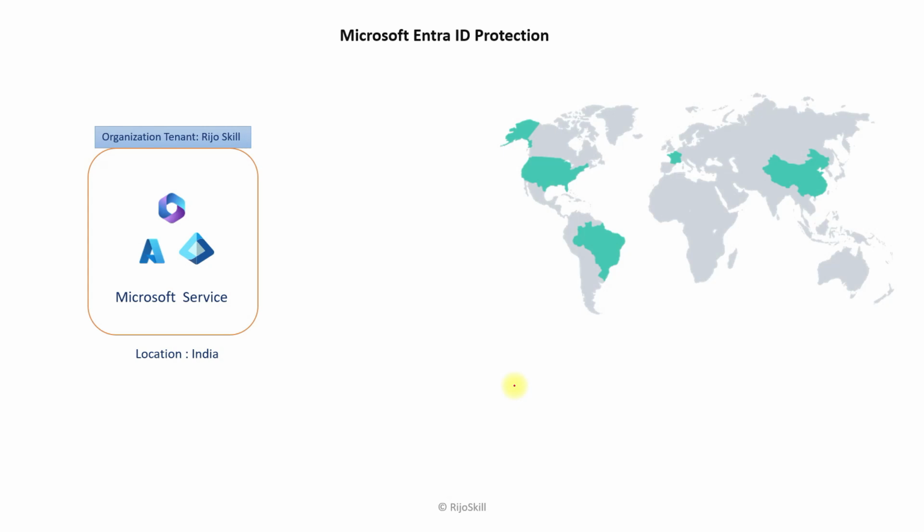Now I will introduce it with a diagram so you can easily understand. This is one organization, Rijoskill. Its location is India, so one of the employees will be from India. They can access the Microsoft service from India because the location is India. After that, different threat actors working from different IP locations continuously try to sign in to this user's identity from different locations. So what happened? There was a sign-in from an anonymous IP address.